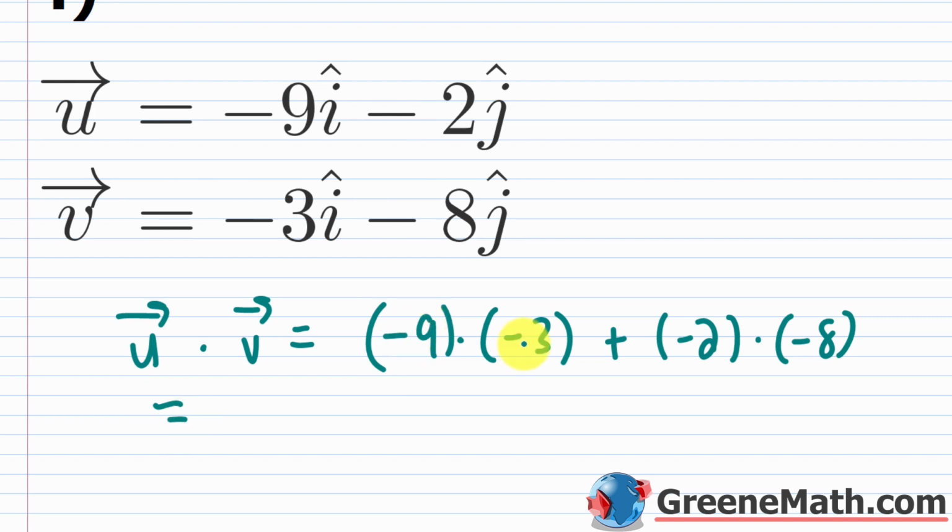Negative 9 times negative 3 is going to be 27. And then basically you're going to have plus negative 2 times negative 8. That's going to be 16. And then 27 plus 16. That's going to give me a final answer of 43. So that's my dot product of this vector u and this vector v.